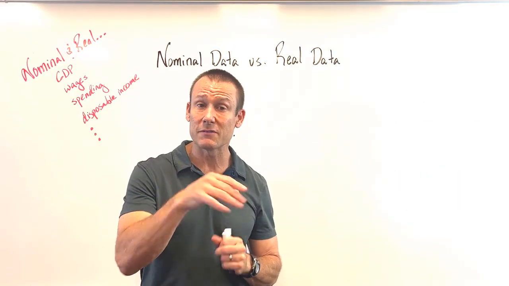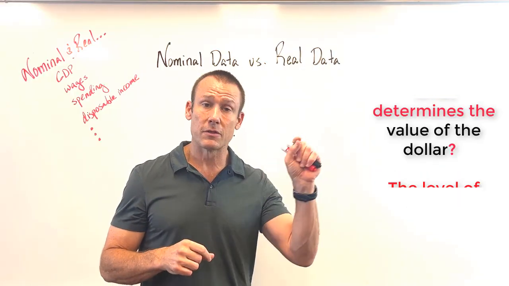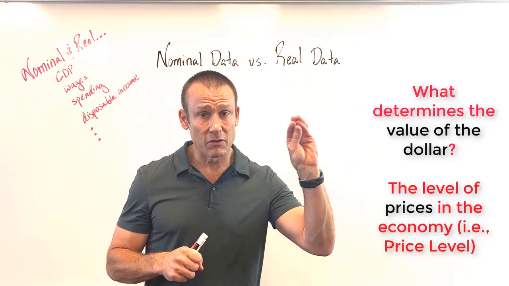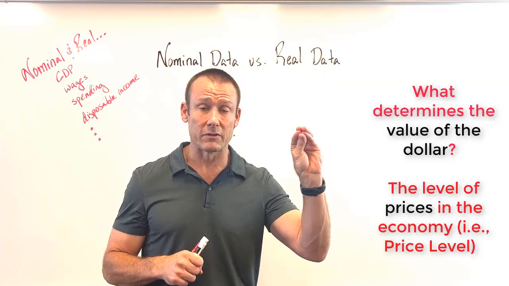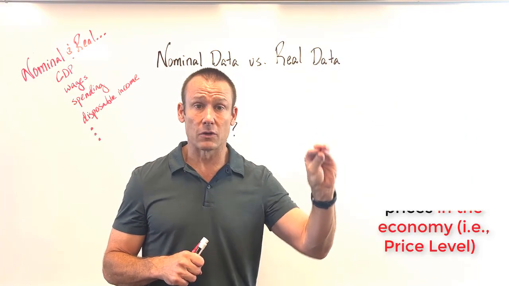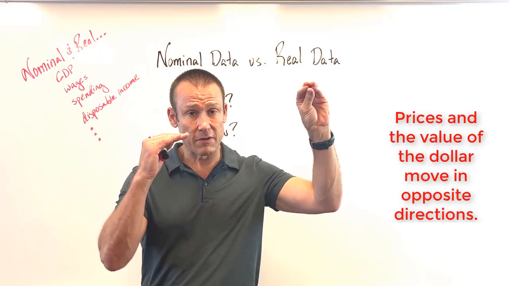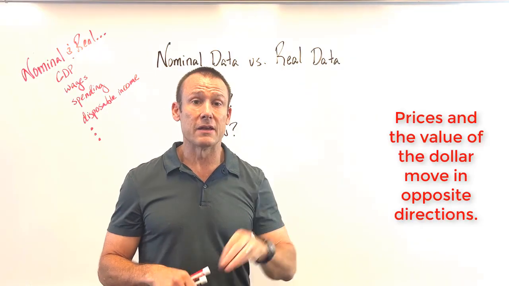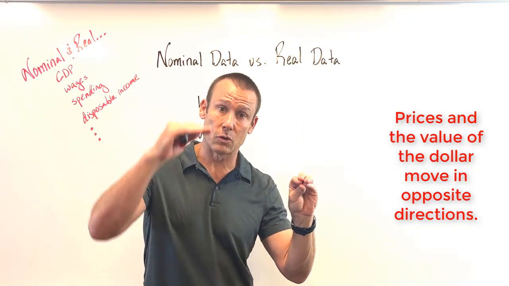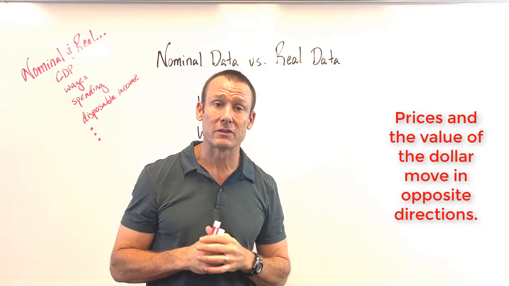Now, what determines the value of the dollar? What determines it? The prices of goods and services. Generally, we'll say the level of prices in the economy, otherwise known as the price level, right? If the level of prices in the economy goes up, inflation, the value of the dollar goes down. And if the level of prices in the economy go down, the value of the dollar goes up. And by the way, when they go down, that's called deflation.